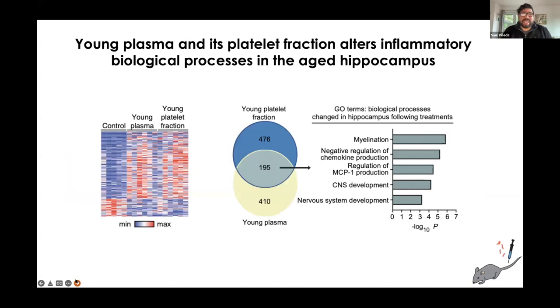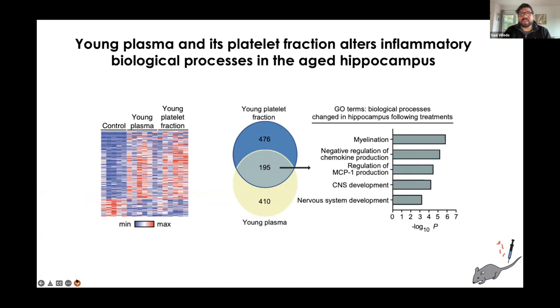So if we were to administer this platelet fraction, what is the impact that it has then on the brain? And for this, we focused again on the hippocampus. We just did RNA sequencing, bulk RNA sequencing of either the control, the young plasma, or the young platelets. And then we focused on around the 200 genes that were conserved, that changed in the same way between both interventions. And what was interesting was we found things such as a lot of chemokine productions. We saw these immune-related processes as being overrepresented in terms of the biological processes.